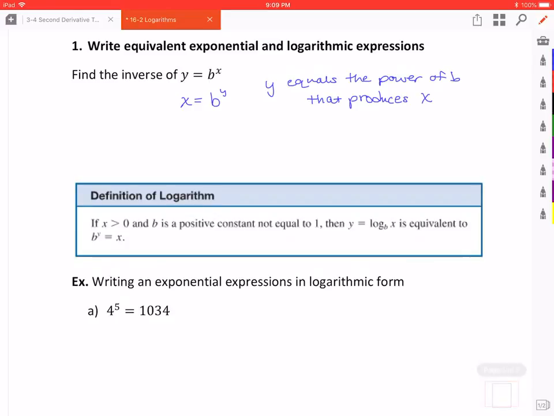Here's our definition. If x is greater than 0 and b is a positive constant not equal to 1, then y equals log base b of x is equivalent to b to the y equals x.